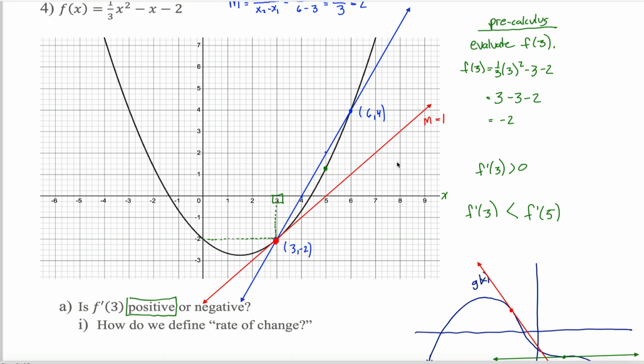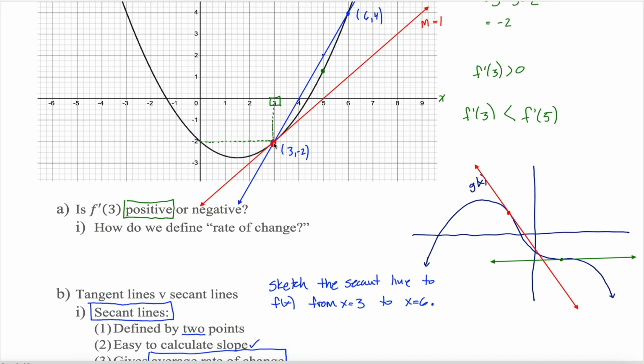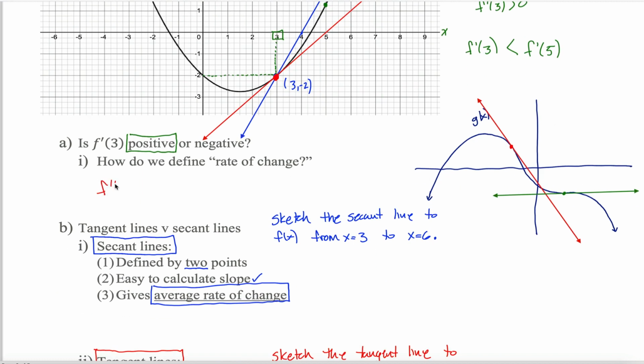Because the slope of the line in red is 1, and the steepness of the line in red and the steepness of the graph in black are identical at this point, what that means is that the steepness of the graph in black at this point is also 1. Therefore, f prime of 3 is equal to 1.